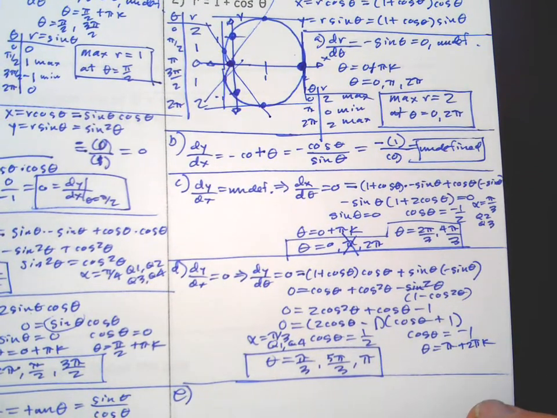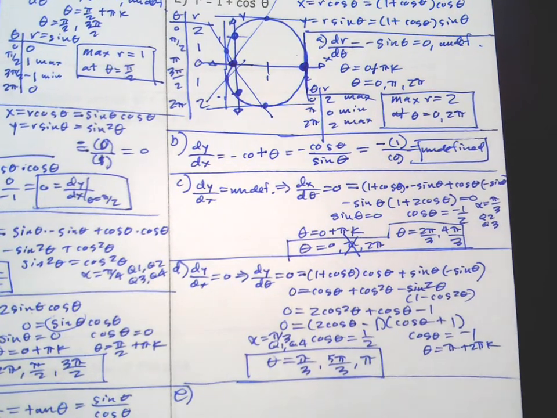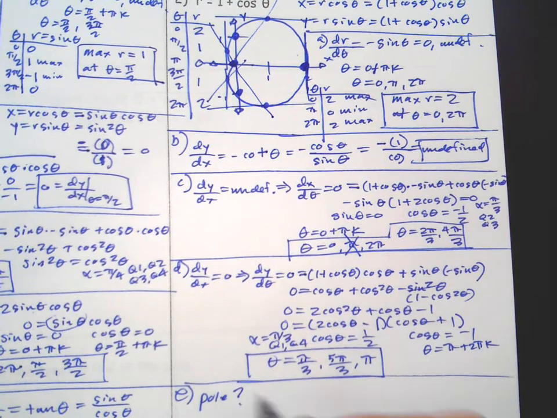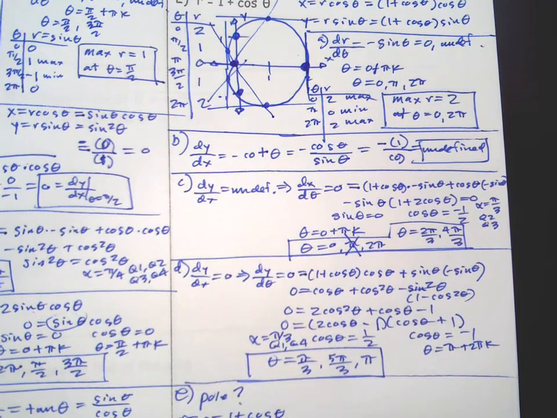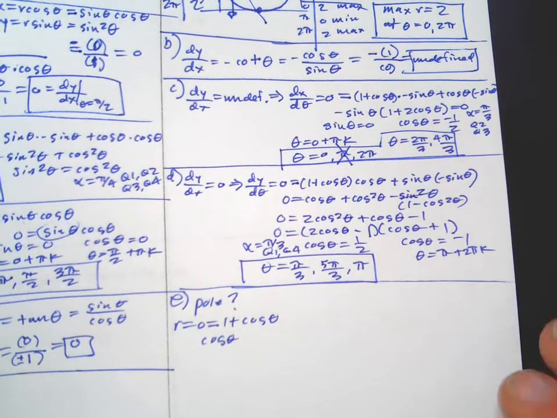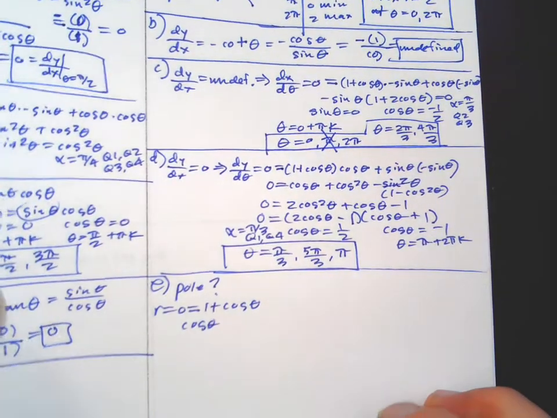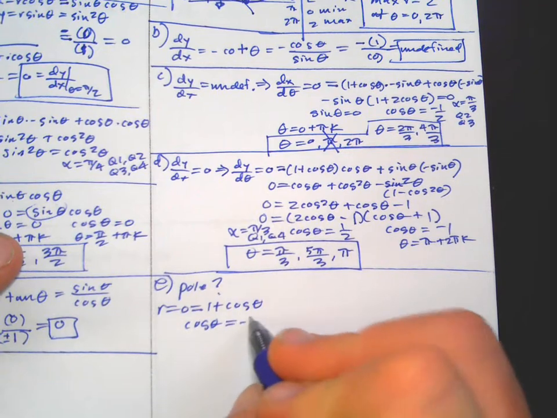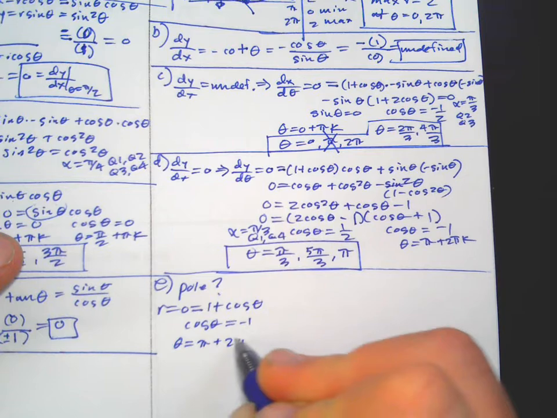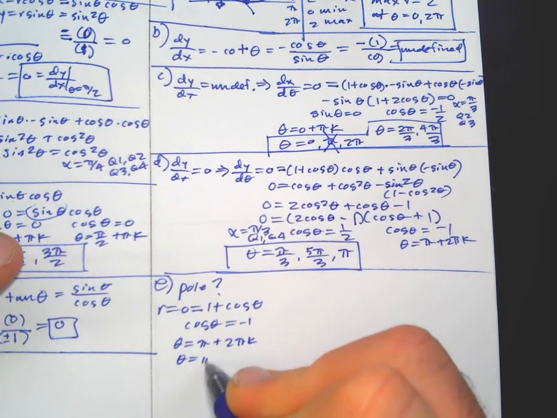So E, the slope of the polar graph at the pole. So we've got to figure out when it is at the pole. And so we're going to set r equal to 0. Let's see. So that's going to be pi plus 2 pi k. So it's going to be pi.